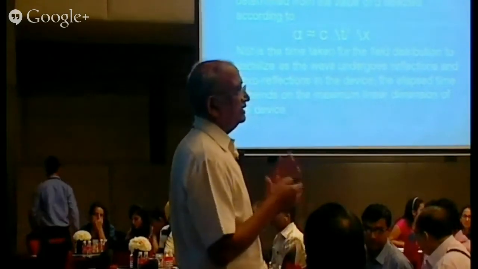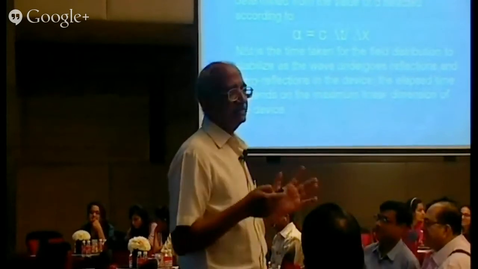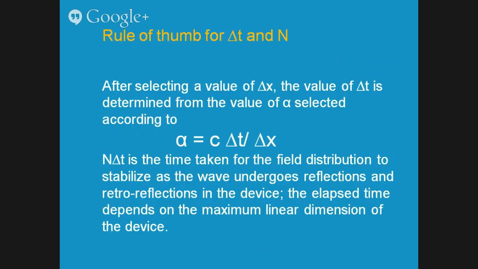In order to take care of that, your geometry may consist of different dielectric mediums, etc., with different phase velocities. So as a rule of thumb, instead of changing this delta t all the time, we put it in terms of some particular value of alpha, and alpha is equal to 0.5. It's taken more or less as a rule of thumb. Alpha equal to 0.5 means that once you have selected delta x, then you can find out the corresponding value of delta t.